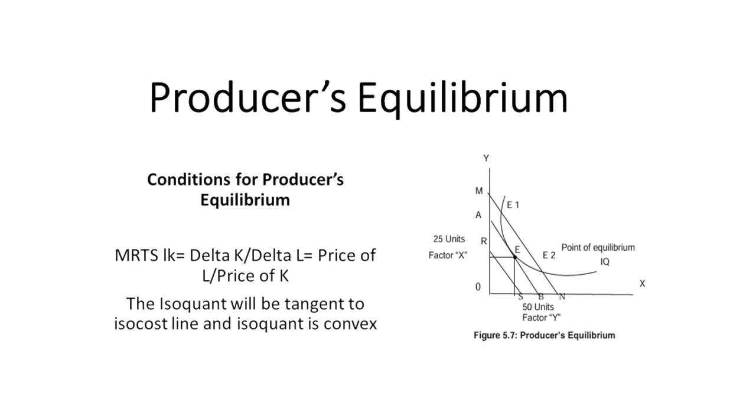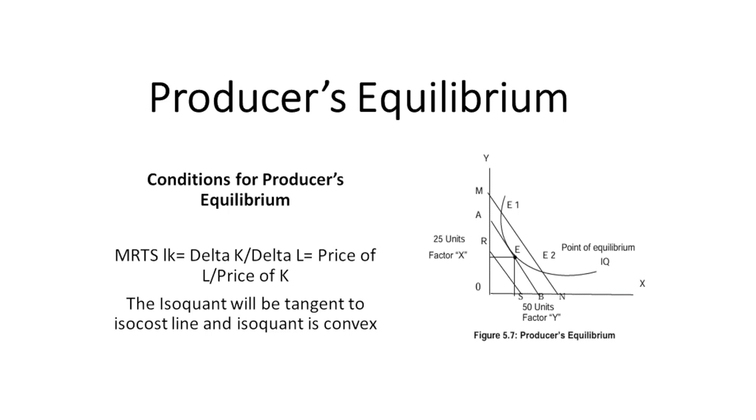In this graph of producer's equilibrium, we can see there are three isocost lines and one isoquant curve. These isocost lines are RS, AB and MN. They represent the different combinations of the factor inputs with different outlays, that is, the expenditure incurred. We can also see the isoquant curve for a particular level of output.